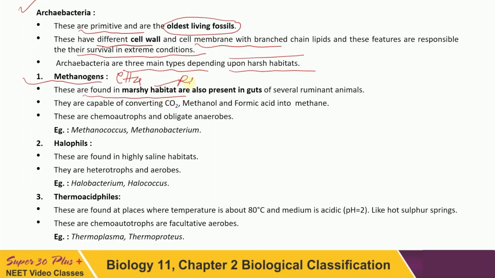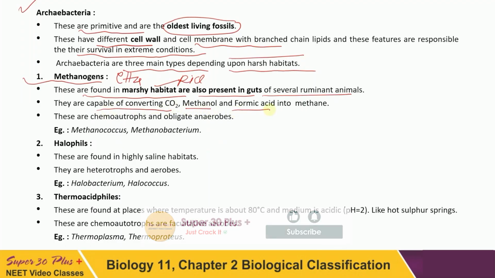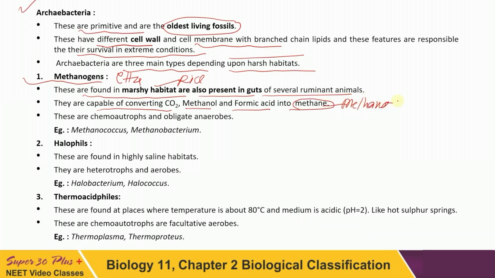For example, they are in rice fields, or also present in the gut of several ruminants, where they help digest cellulose and methane is generated. They are capable of converting carbon dioxide, methanol and formic acid into methane, and because of this they are known as methanogens. Now, these are chemoautotrophs. They get energy by doing these chemical reactions, and these are obligate anaerobes, meaning they cannot survive in air or oxygen. Examples are Methanococcus and Methanobacterium.